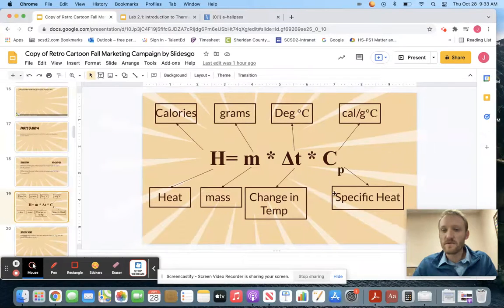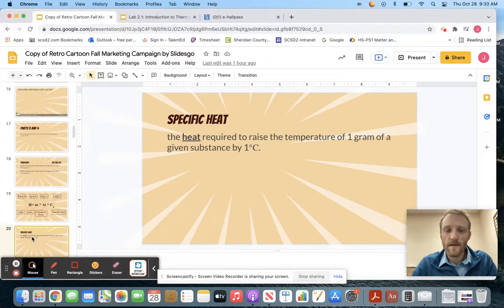Now, this idea of specific heat. What is that? It's called specific heat because it's specific to the material that we're looking at. I do want you to add this definition into your notes as well, so you can pause the video and add that in. Specific heat is the heat or energy required to raise the temperature of 1 gram of a substance by 1 degree Celsius.